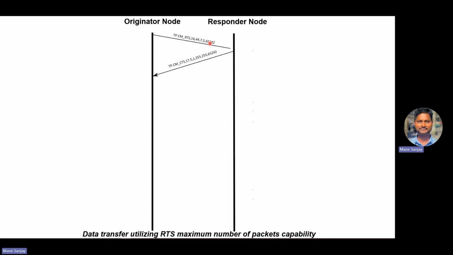So let's see how the response comes. It also responded, saying that the control byte is 17.